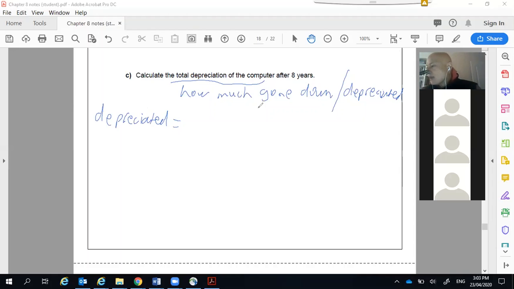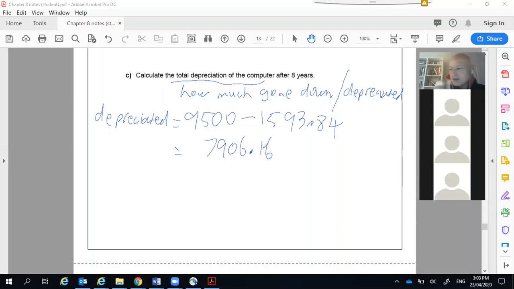So we started with, I think it was 9,500. Can someone correct me if I'm wrong? 9,500. Now after 8 years, it's worth only $1,593.84. So how much has it gone down? Let's work this out. 9,500 minus 1,593.84. It's depreciated $7,906.16. Any questions on this one? I mean, I can use the rules with you guys, but really, if you think about what the question's asking, it's very, very logical. Any questions at all?